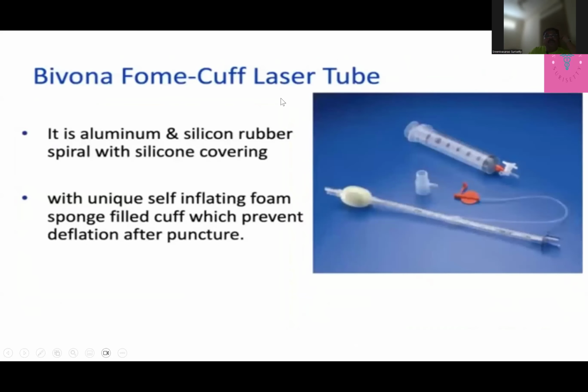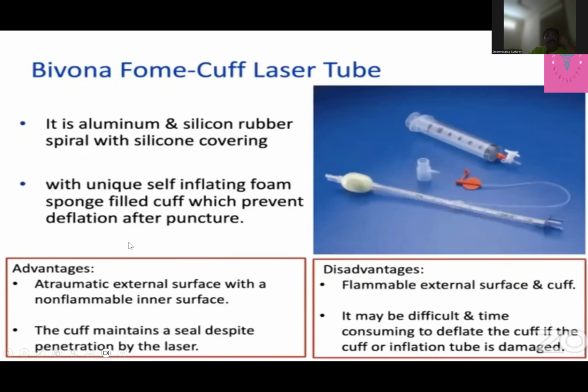So, Bivona foam cuff laser tubes have a different cuff. This is an aluminum silicone rubber spiral tube with a silicone covering, with a unique inflating foam sponge filled cuff which prevents deflation after puncture. So what are the advantages? The external surface is atraumatic and the inner surface is non-flammable. The cuff remains sealed despite penetration by the laser. Disadvantages are the flammable external surface and cuff. It may be difficult and time consuming to deflate the cuff if the cuff or inflation tube is damaged.